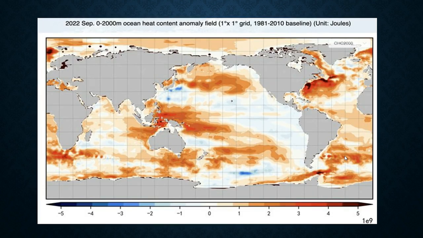Now, the next two graphs are going to look very similar, and you're going to say, but what's the difference? Aren't you showing the same thing twice? And the answer is no. Let's look at this one first. This is looking at the month of September in 2022, looking at the 0 to 2,000 meter ocean heat content anomaly field, on a 1 degree by 1 degree grid. It's 1 degree latitude, 1 degree longitude, compared to an 1981 to 2010 baseline, and the units are in joules. This is anomaly compared to that 30-year baseline.